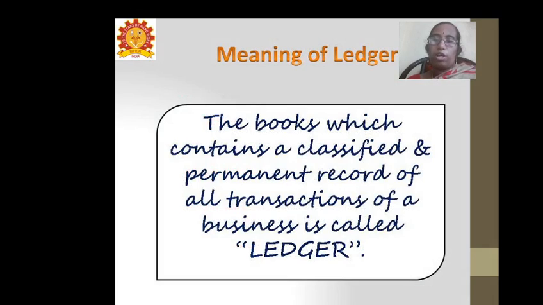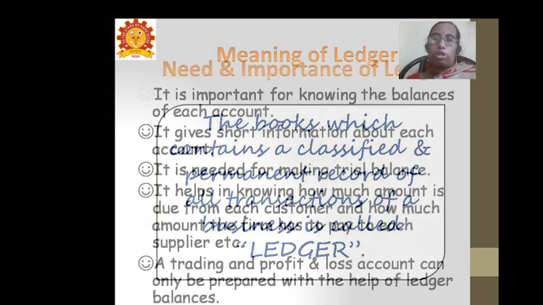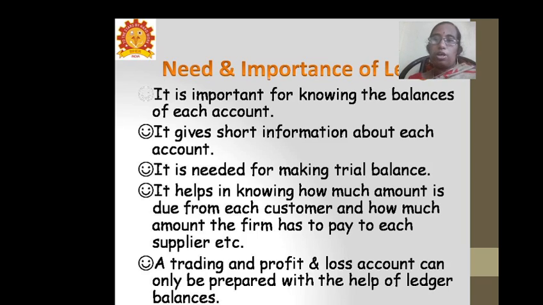After the recording, the next step is the classifying of the accounts, which means the ledger. The ledger is considered the book which contains the classification of all the accounts, laying down the permanent record of all the business transactions. What is the need and importance of the ledger? In the ledger, we are able to know the balances; the final closing balance of the books of accounts is recorded, and it gives detailed and proper information of each and every account.